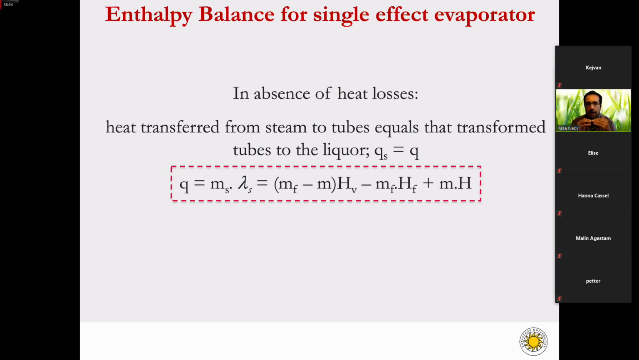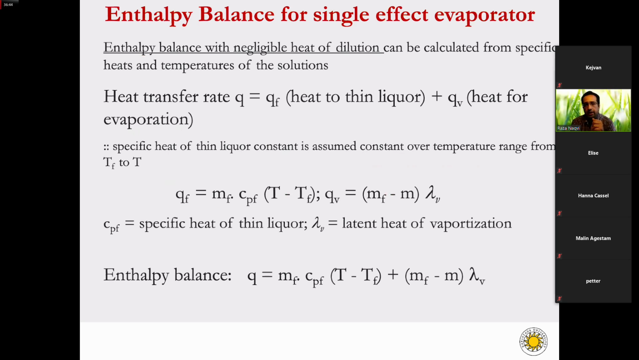So this is the heat balance equation for single effect evaporators, but with the assumption that there are no heat losses. You can also write equations when you say that the heat of dilution within the system is negligible, right? So if the heat of dilution is negligible, then you do not use the previous equation, but you can use a new heat transfer rate equation that will be equal to the total amount of heat transferred to the thin liquor plus the heat of evaporation, which is the heat carried out by the vapors.